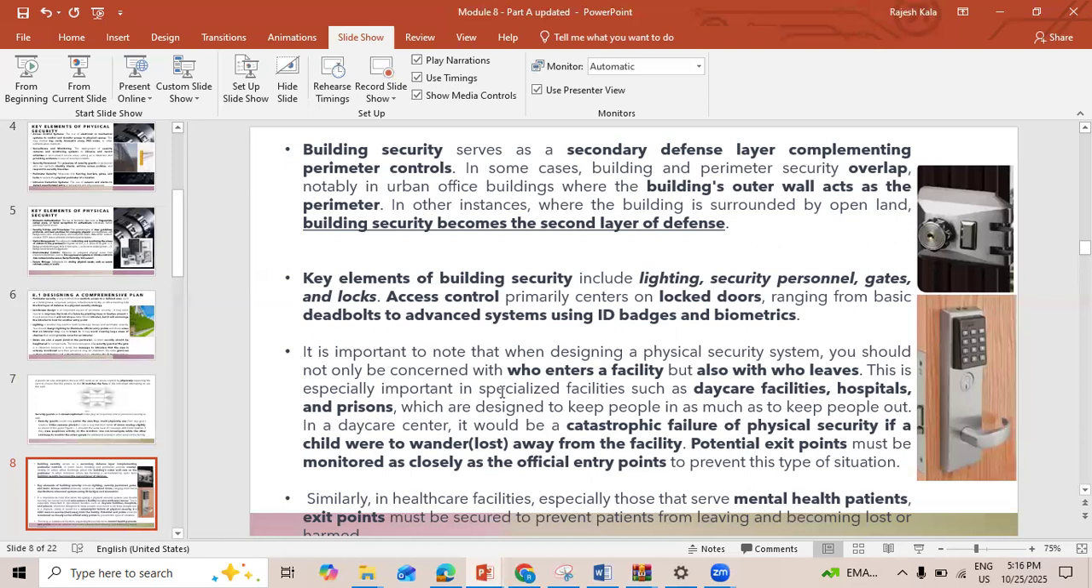Also in hospitals, where we have mentally disturbed patients, they should not leave by themselves. They should not exit the hospital without anyone's permission or notice. Same thing in prisons. Prisons should have strong security controls. Otherwise these criminals, the prisoners, will escape from the prison without anyone's notice, and that's a big thing. So all these things should be kept in mind when you are maintaining security control for a building.